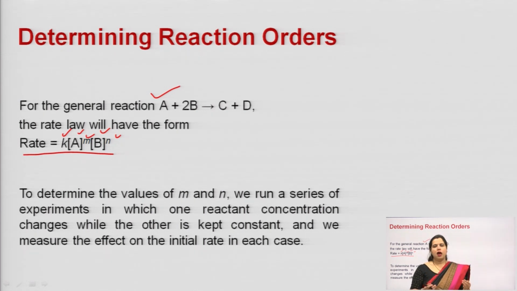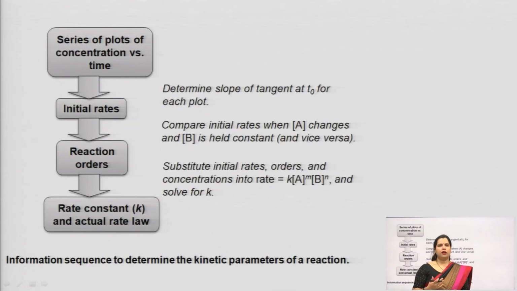how can we determine the reaction orders? We generally run a series of experiments and observe how much reactants are participating in a particular reaction to get the desired product. Graphically it can be a series of plots of concentration versus time. So, concentration change with respect to time is the rate of reaction. For identifying the reaction orders, we run a series of experiments, then initial rates and reaction orders, and then rate constant and actual rate law. So, this is the hierarchy we follow for identifying.